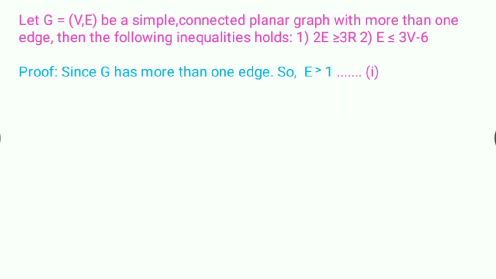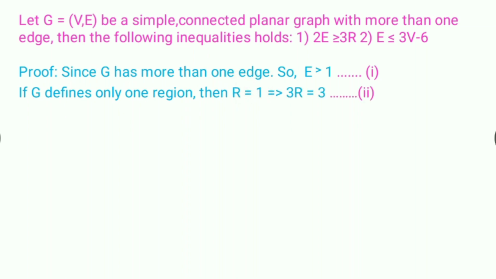Let's prove the first inequality first. Since it's given that the graph G has more than one edge, E is greater than 1, the number of edges is greater than 1. Let's call this equation 1. If G defines only one region, then R is equal to 1. This implies 3R is equal to 3, if we multiply both sides by 3. Call this equation 2.